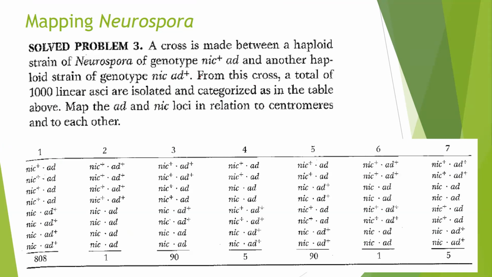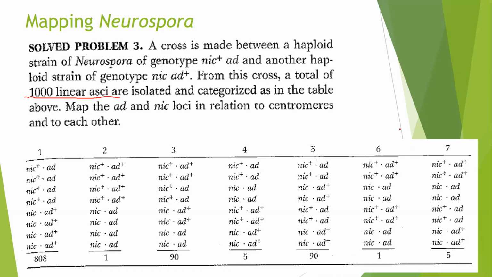All right, so now we do the test cross. So easy, right? Okay, so from this test cross, we generate a total of 1,000 linear asci. And this is the data. So for example, in the test, I can give you a data like this.